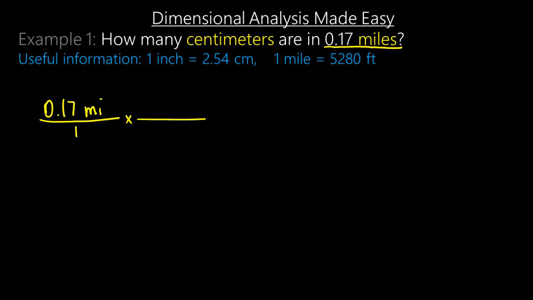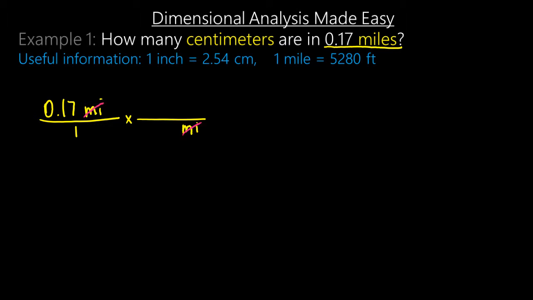When you have a unit that you're starting off with, such as miles, and you want to get away from that unit and toward a different unit, such as centimeters, you need to put the unit that you do not want in the opposite position of the fraction bar. Because miles is in the numerator to start, I need to put the unit of miles in the denominator next door. That will cancel it.